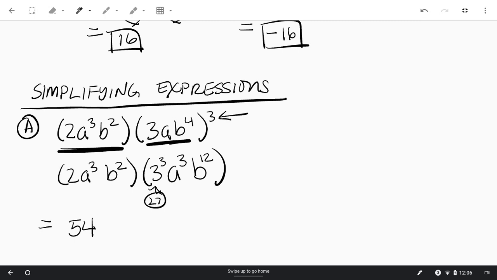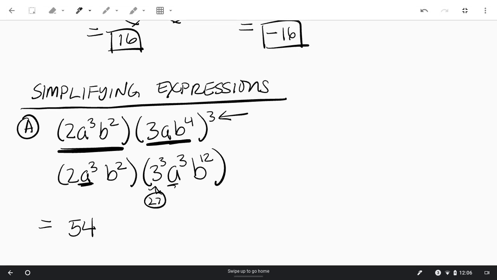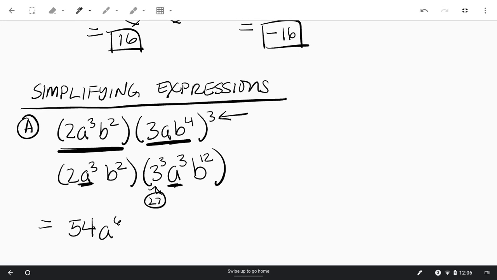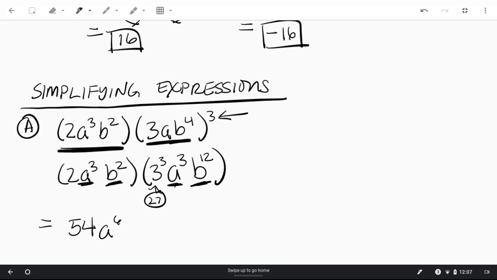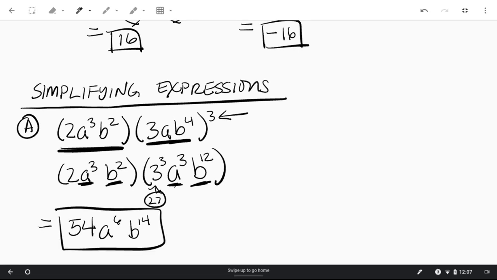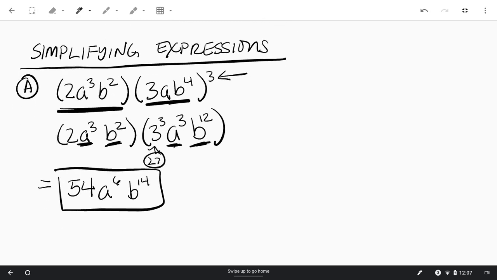And we're just multiplying here. Since I'm multiplying like bases, I add the exponents, so I'm going to get a to the 6th. Same thing here: b squared and b to the 12th is going to be b to the 14th. So that would be the final answer. Again, how should you start? If you have any exponents on the outside, that's how I would start.